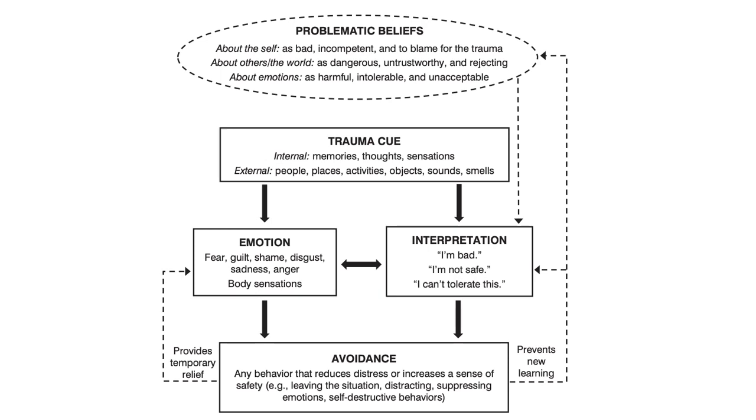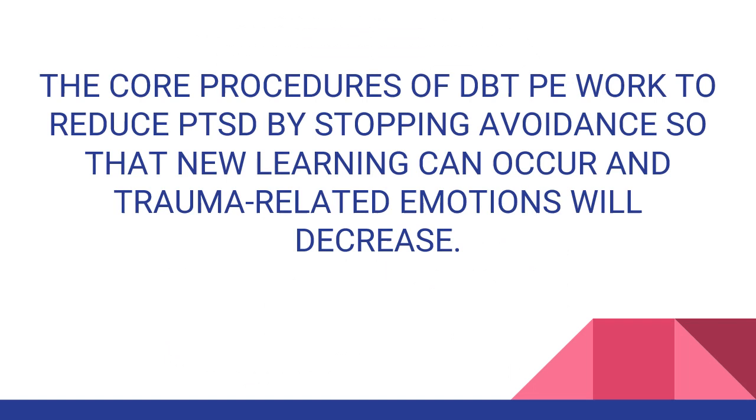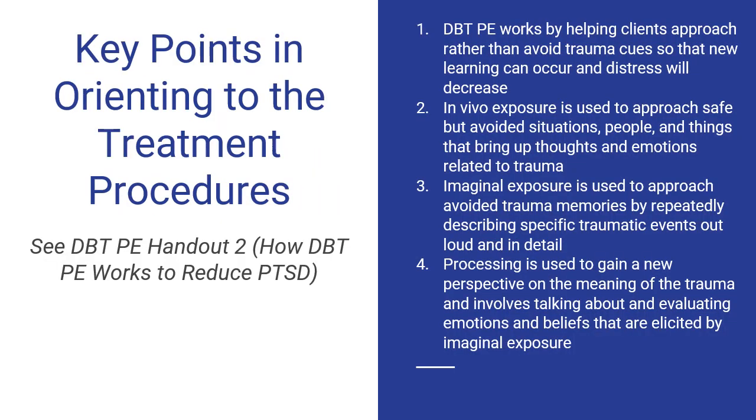So this is a handout that we walk through with the case example. The core procedure of DBT-PE is to reduce PTSD by stopping avoidance so that new learning can occur and trauma-related emotions will decrease. The key points in orienting to the treatment procedures are that DBT-PE works by helping clients approach rather than avoid trauma cues, so that new learning can occur and the stress will decrease.